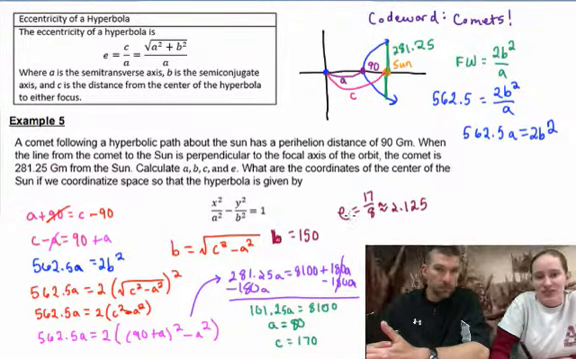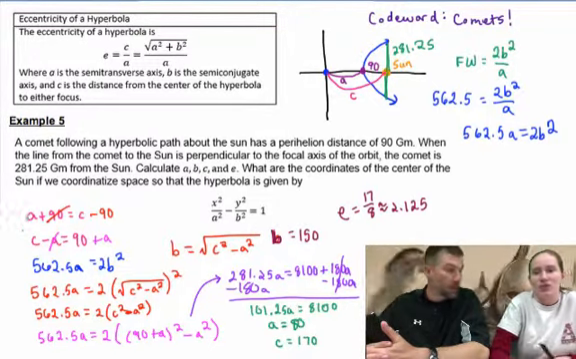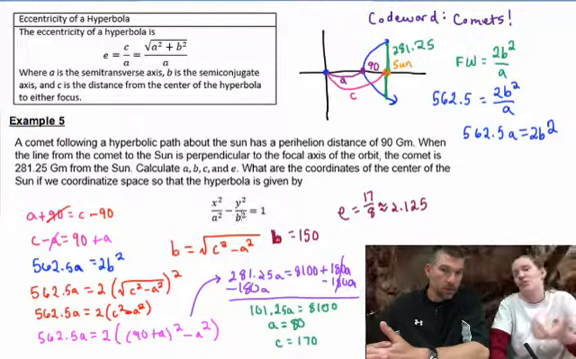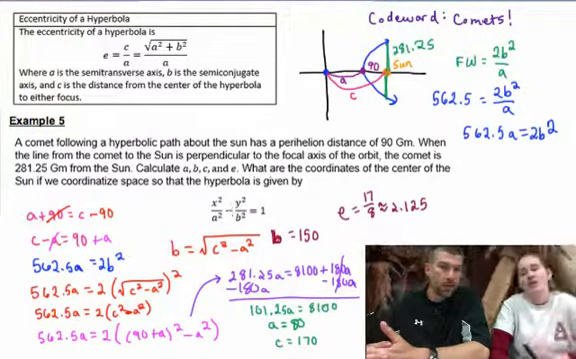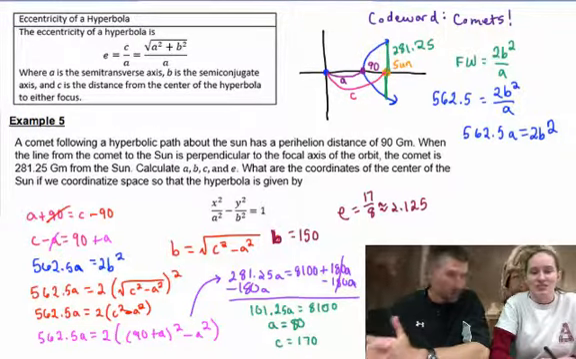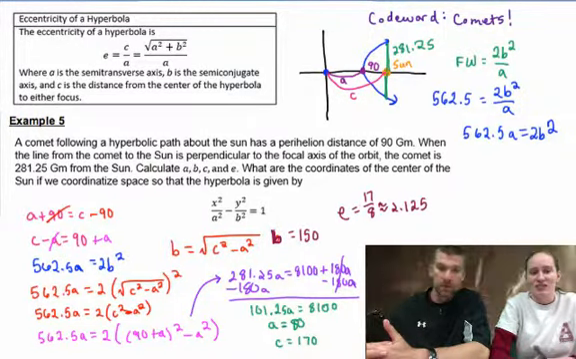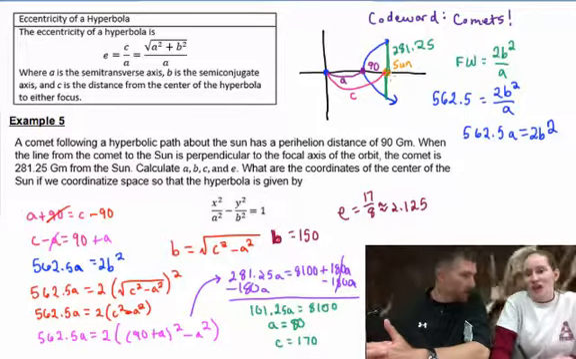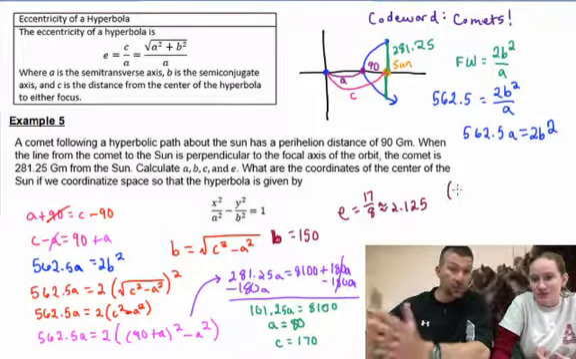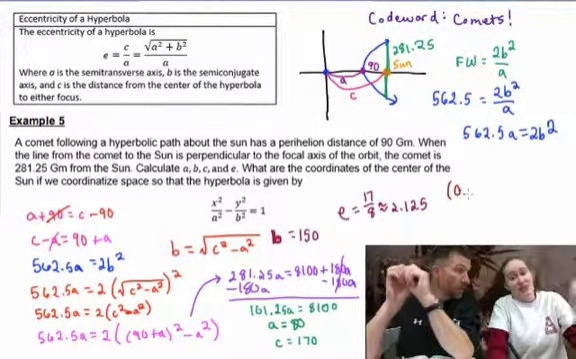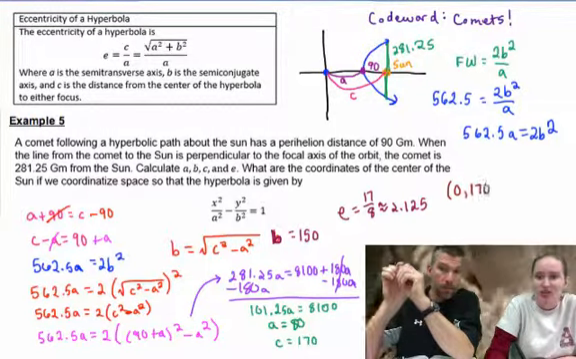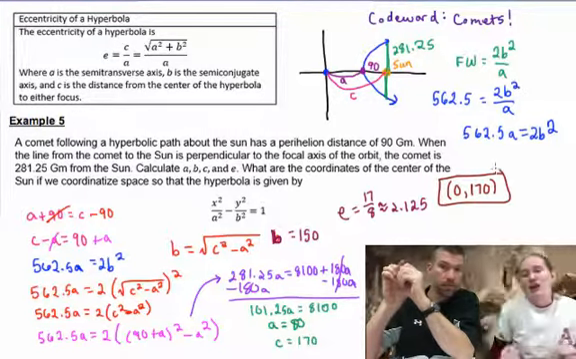Now, what are the coordinates of the center of the sun if we coordinatize space so that the hyperbola is given by this standard form with the center of our hyperbola at 0, 0? So the sun is the focus, which is C units from our center. The way we have it set up, it's positive C units. And so our C is 170, so it'd be at 0, 170. Ta-da!